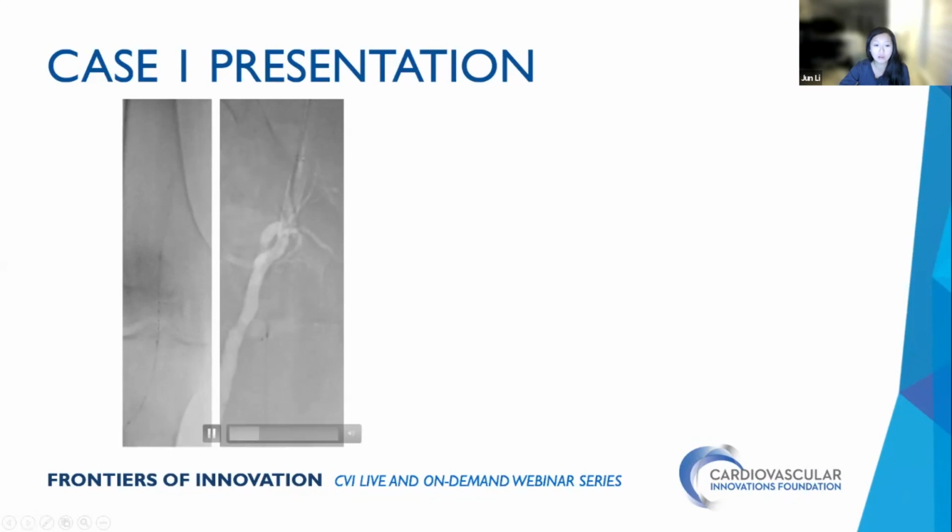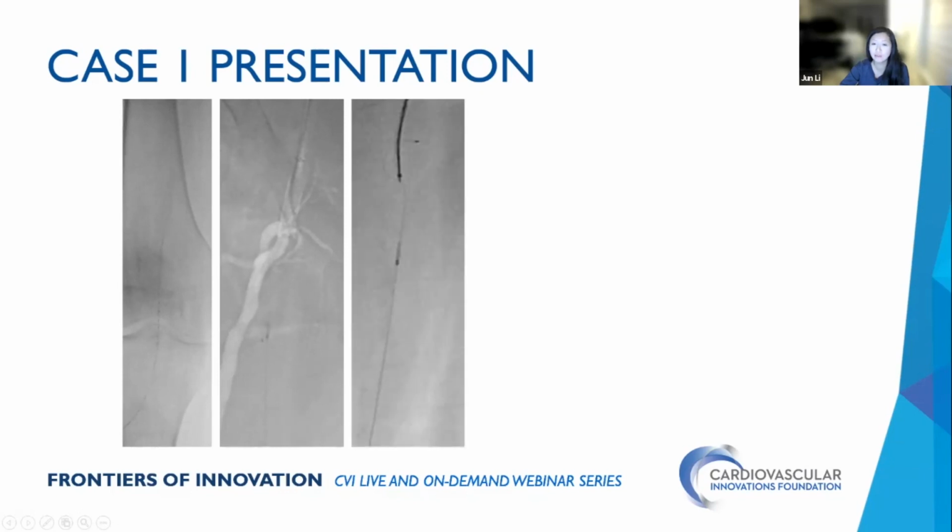So here you can see retrograde wise, we reached the proximal SFA. And at this point, I don't really want to exit into the common femoral through the subintimal space. So I actually engaged the proximal cap and entered with a 035 system up top. And luckily we were able to enter into the subintimal space of what I thought was the SFA.